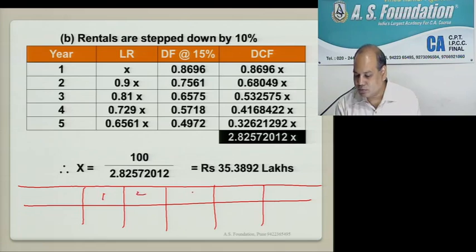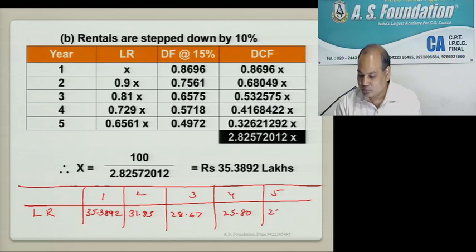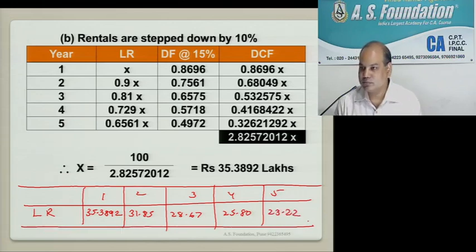Year 1, 2, 3, 4, 5. Lease rental 35.3892 minus 10%, and how much minus 10%? 31.85. Then 28.67. Very good. 25.80. 23.22. Is it right?